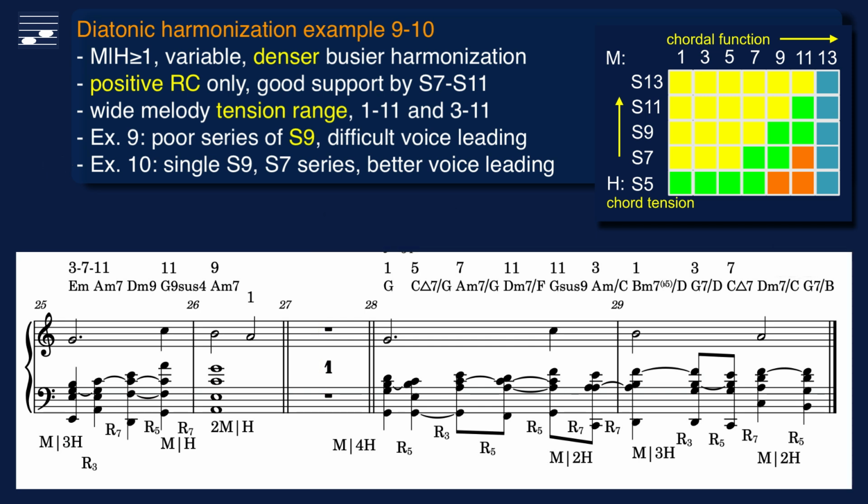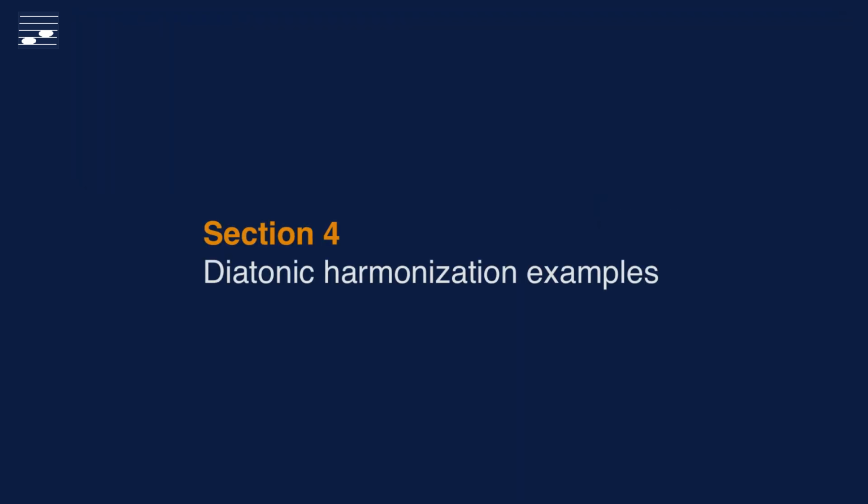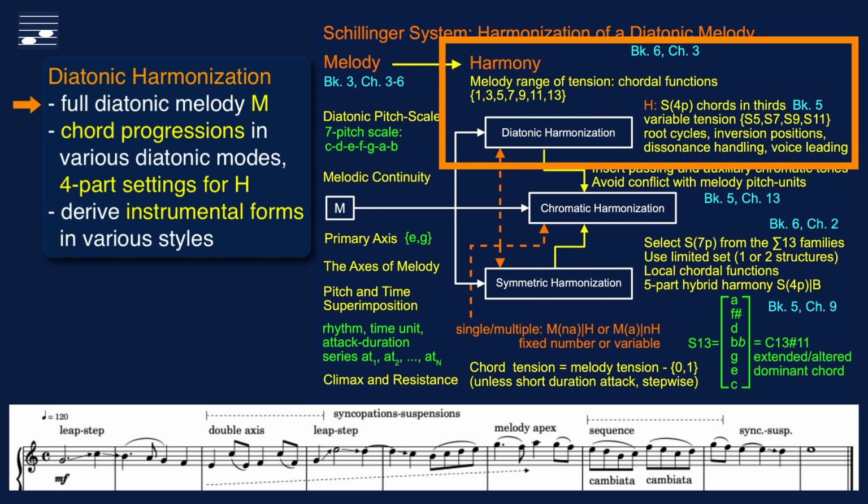This concludes the demonstration of harmonization and part voice leading issues. Be aware that all 10 examples use only pitches from the original 7-unit diatonic scale C Ionian. We continue with 5 diatonic harmonization examples for the full diatonic melody M shown at the bottom.